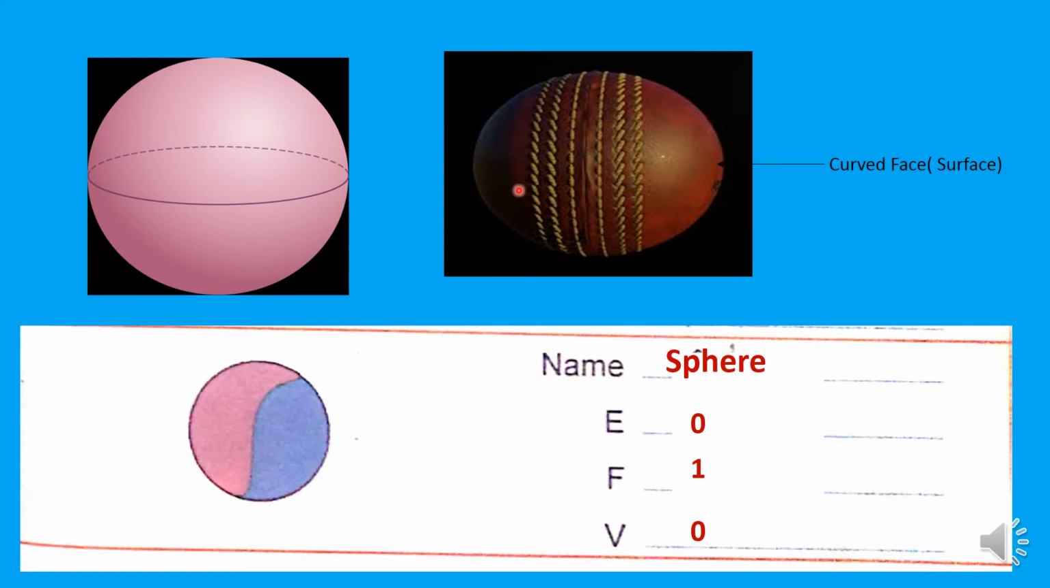Next, how many vertices does this sphere have, children? A vertex is a corner where 2 or more edges meet each other. But here there are no edges, so no meeting place, no meeting point. The meeting point of 2 edges is a corner or vertex, but in a sphere there are no edges, so a vertex is also not there. That's why we are writing 0 vertices. No edges, no vertices, only one face we have. Okay, children?